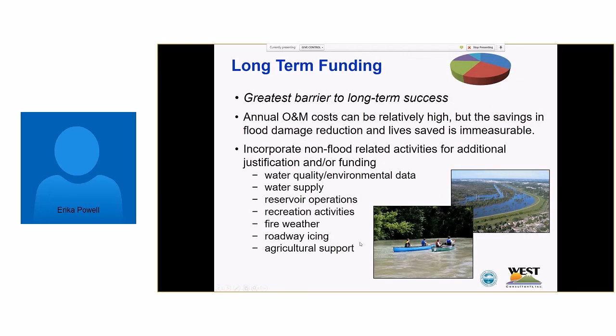Long-term funding is a really critical thing, and it's probably the greatest barrier to long-term success. O&M costs can be high, but the savings are immeasurable long-term. So I highly recommend looking at your system and promoting its use in other areas, be it water quality, supply, reservoir operations, ag support, whatever it takes to actually increase the audience for your system.